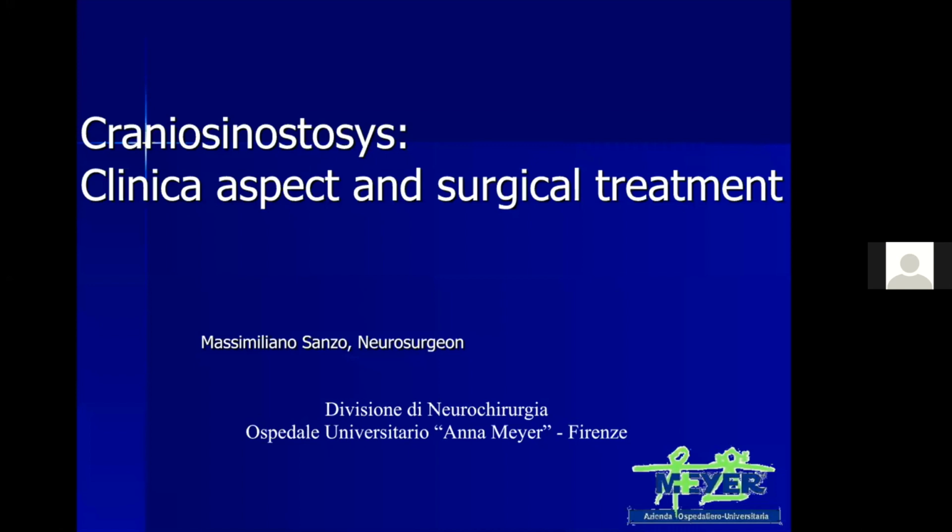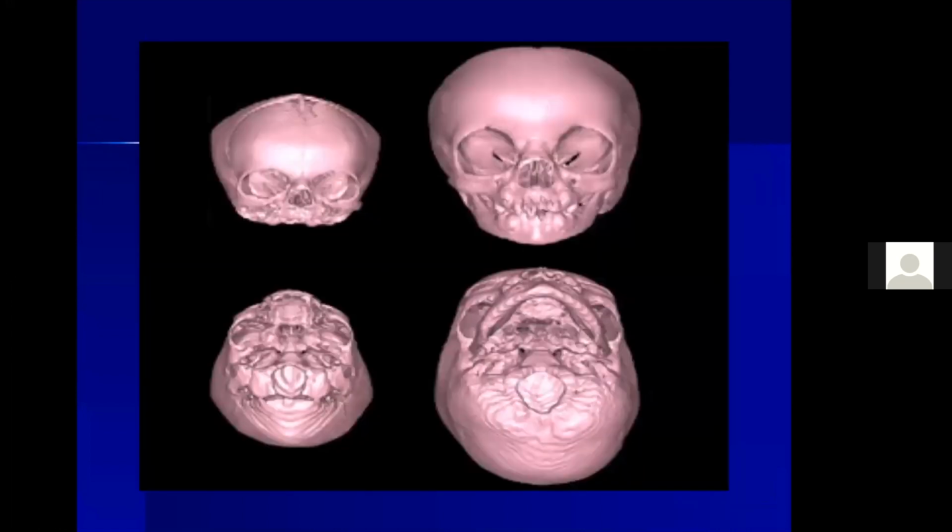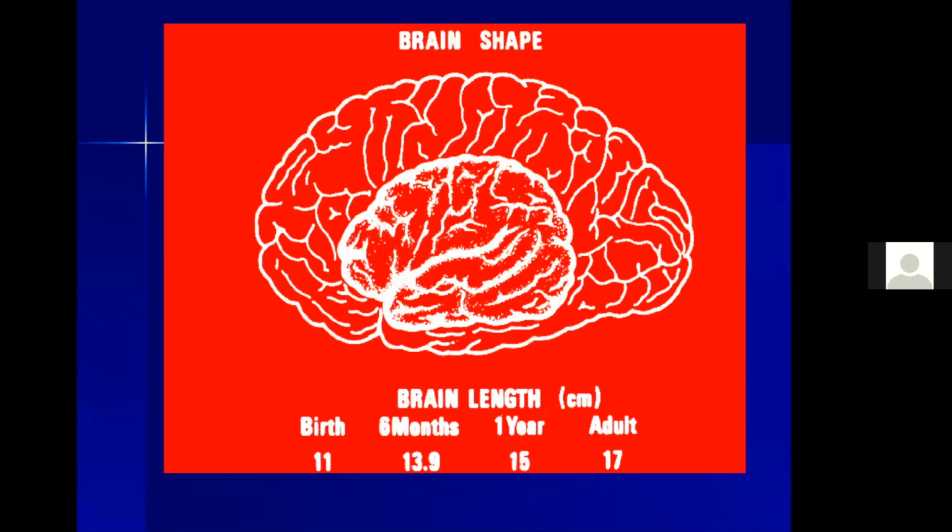So my presentation is about craniosynostosis, and I will introduce it. The important thing is to understand that the brain grows to about double its size in the first 24 months of life. So this is very important to understand craniosynostosis. As you can see in this slide, the brain shape becomes more than double in the first 24 months of life. So it could help us to understand the timing and the surgical technique for craniosynostosis.